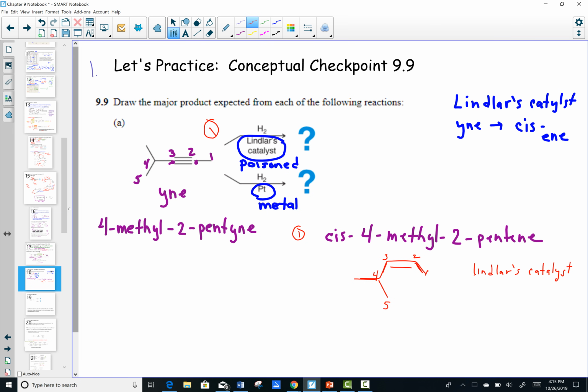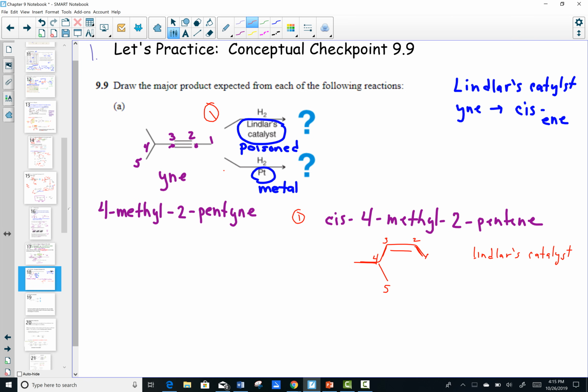Now, how about that second reaction? I'll call this reaction 2. And reaction 2 is going to create a completely saturated carbon chain. Remember that this goes all the way to the ane, and just as a reminder, it does so because there's excess hydrogen. You cannot control the amount of hydrogen. It's just going to keep going all the way to the alkane.